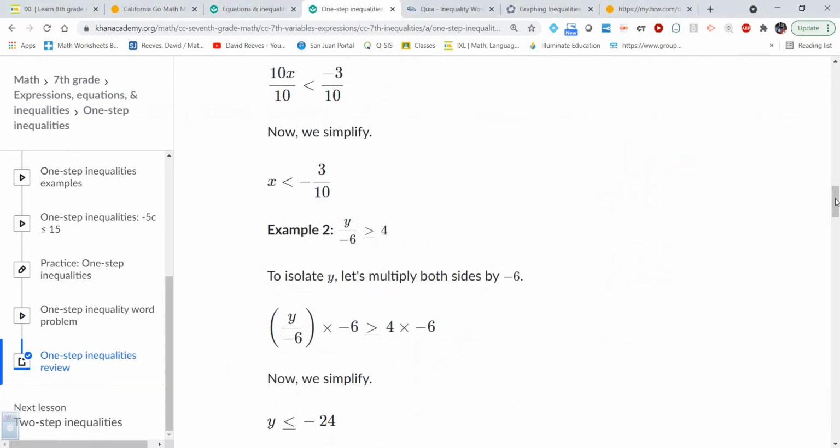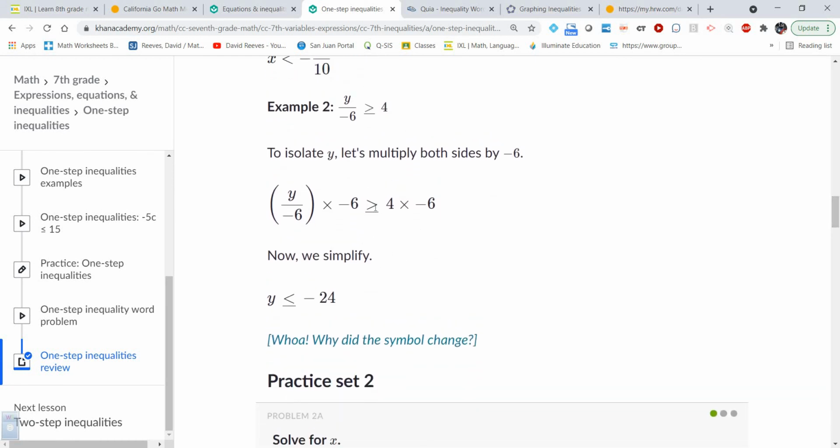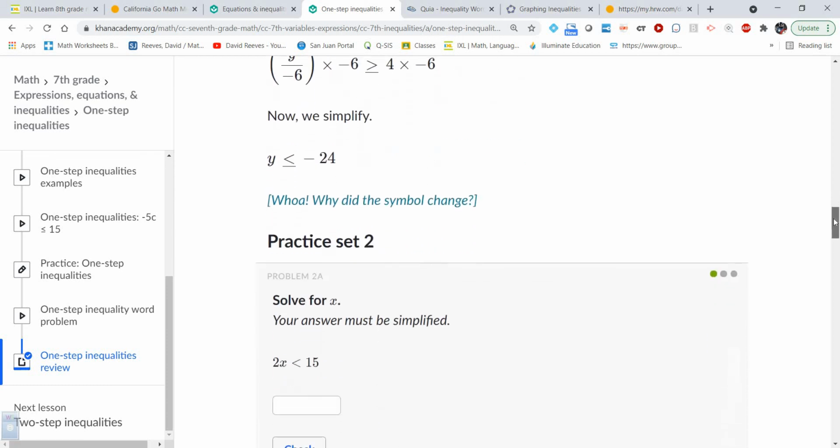All right, so that's what I need to do. Notice, it was greater than or equal to. Now it's less than or equal to. Whoa, why did the symbol change? Mr. Reeves just explained why the symbol changed. So when you multiply or divide as part of solving an inequality, you must reverse the inequality sign because that multiplication or division makes it false. By flipping that inequality sign, you're making it true all over again.